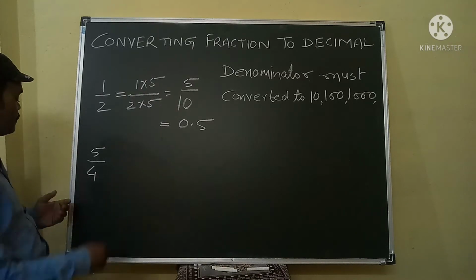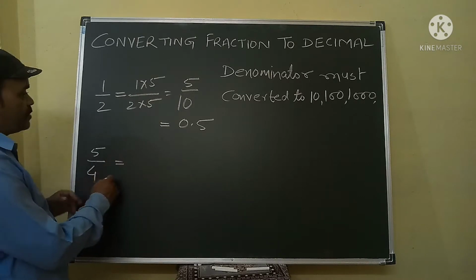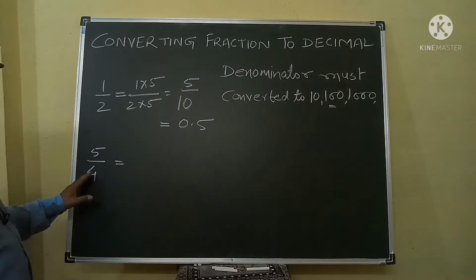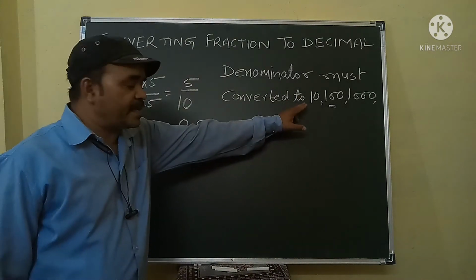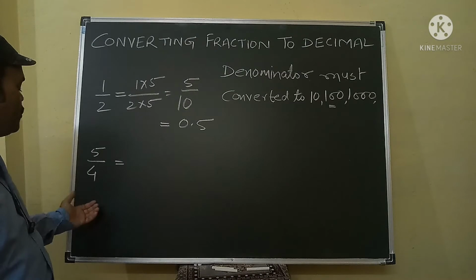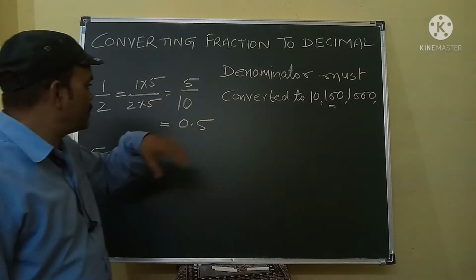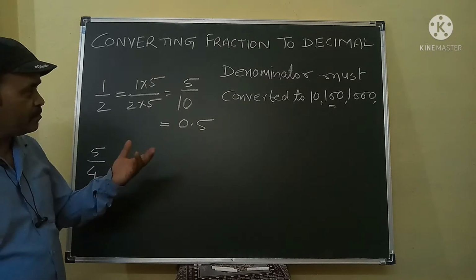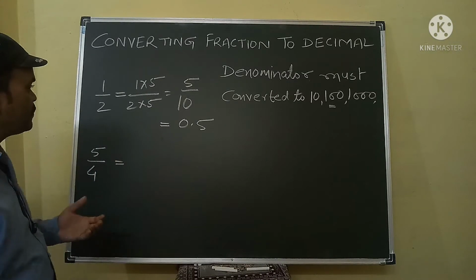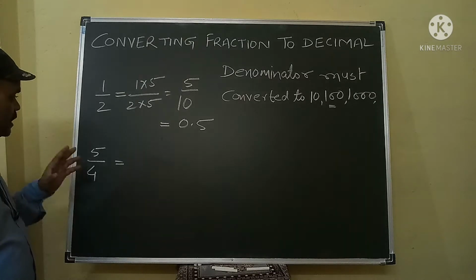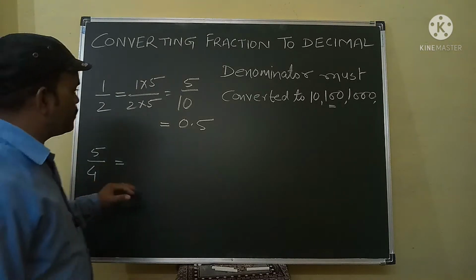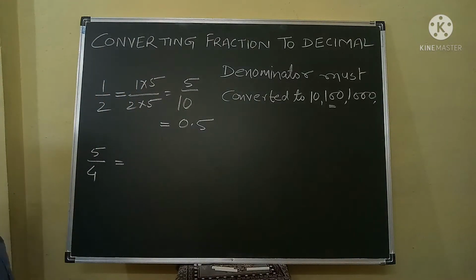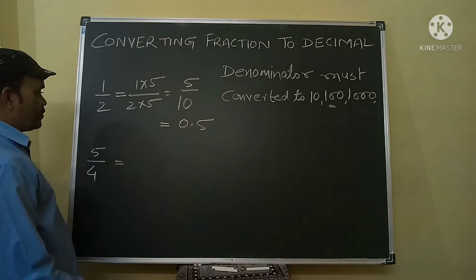So what will we do? We will convert 4 to 100. 4 cannot be converted to 10. That's why it will be a somewhat harder procedure. Easily we will convert 4 to 100.